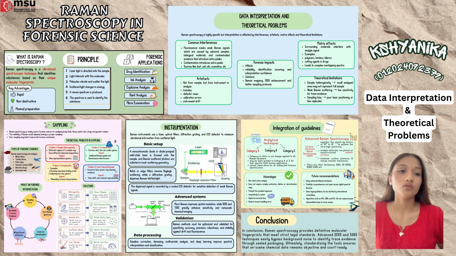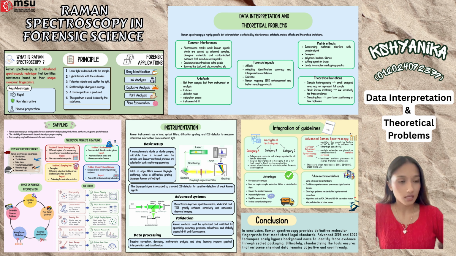One of the main issues is interference, which is mainly caused by fluorescence. Fluorescence occurs when certain materials produce a strong background signal, and it can overwhelm the weak Raman scattering signal. This is commonly seen in colored substances, biological samples, and also contaminated evidence. As a result, important Raman peaks may become hidden. This will make it difficult to identify the substance.